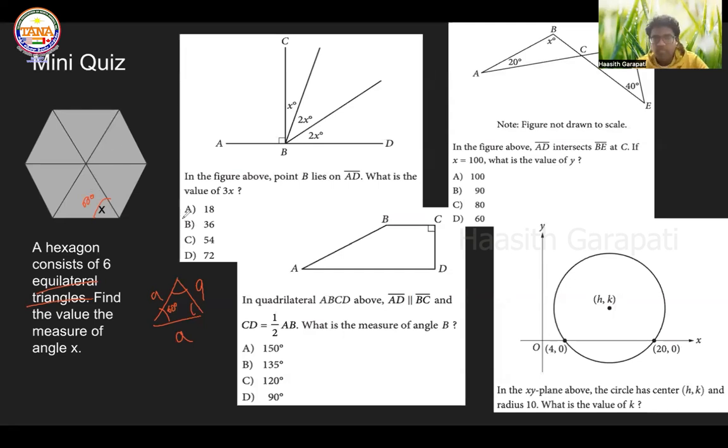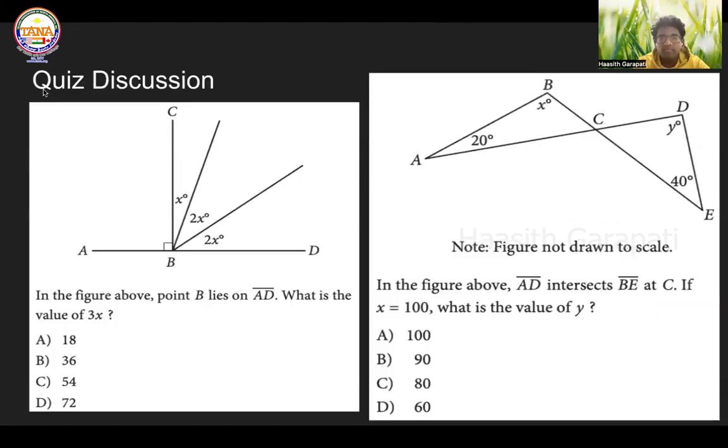The next question, we'll move on to a separate slide to do that. In the figure pointed above, point B lies on line AD. What is the value of 3x? So we need to find the value of x. This should be pretty simple actually. We know that CB is perpendicular to line AD. Why? Because there's a 90-degree angle over there. That means that the angle on the other side is also 90 degrees.